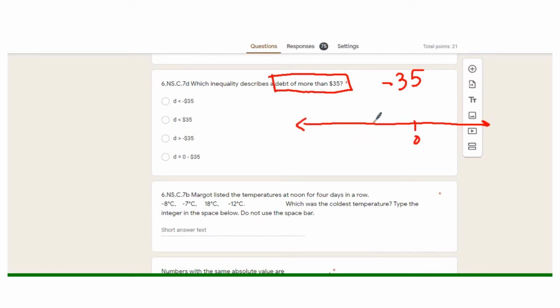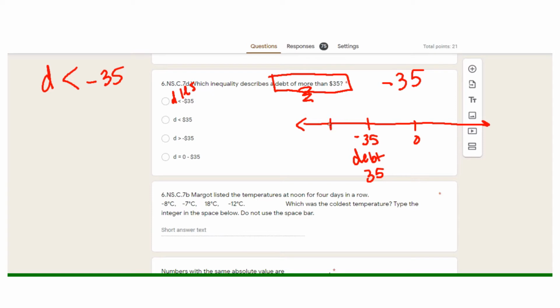We have 0, and negative 35 is going to be 35 units to the left of 0. So this is a debt of $35. A debt that's more than that, let's check this first one. So this says the value of D must be less than negative 35. If we look for a debt that's more than negative 35, then we're going to go to the left.